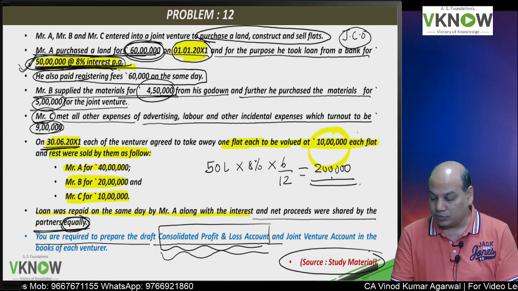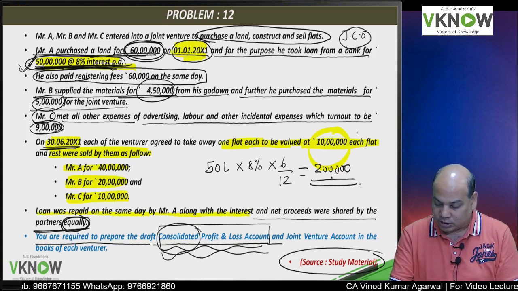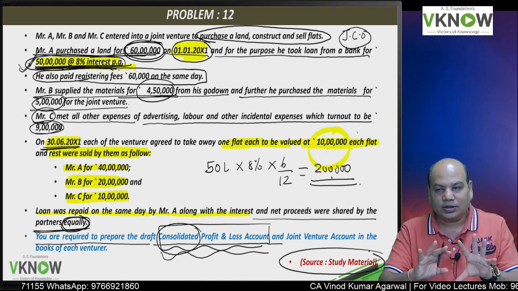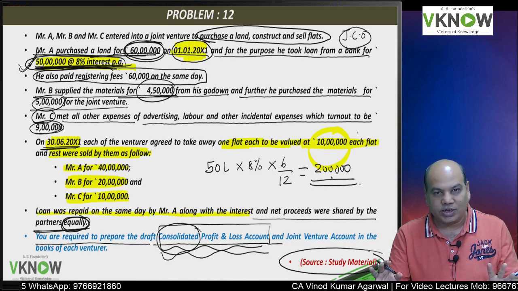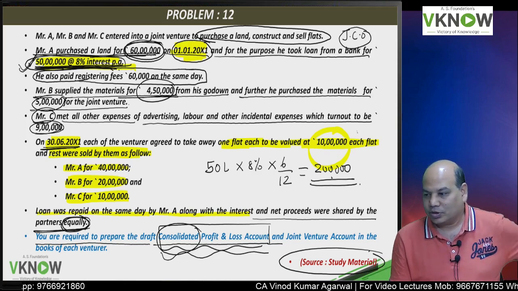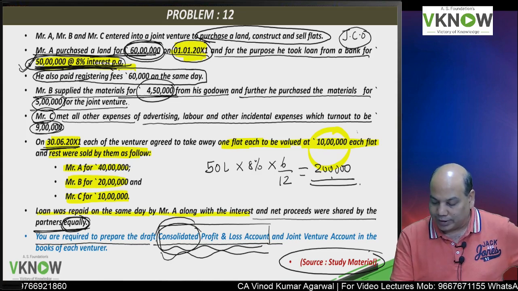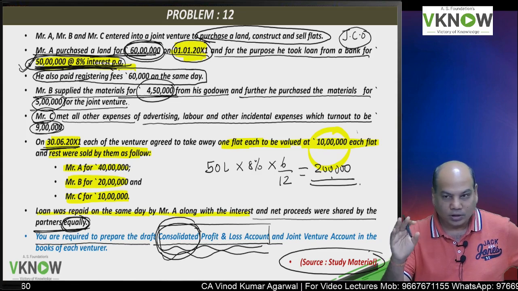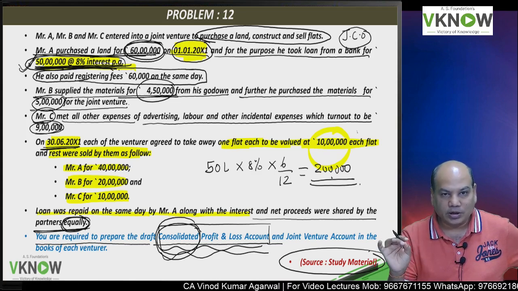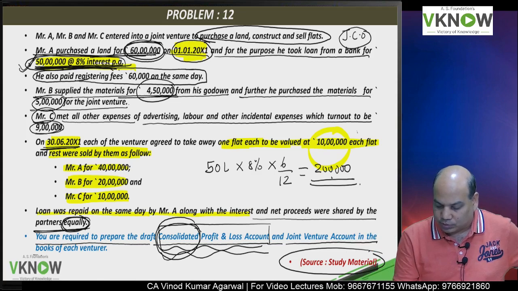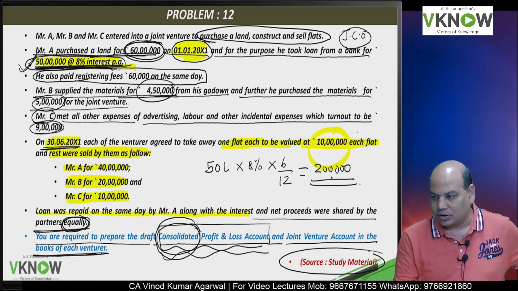Although they have used the word consolidated P&L account, it means that you have to make a rough statement of profit and loss. It is not a part of my ledger system because there is no new entity formed. So the partners will just sit down and see how much profit they made on this deal and joint venture account in the books of each venturer.